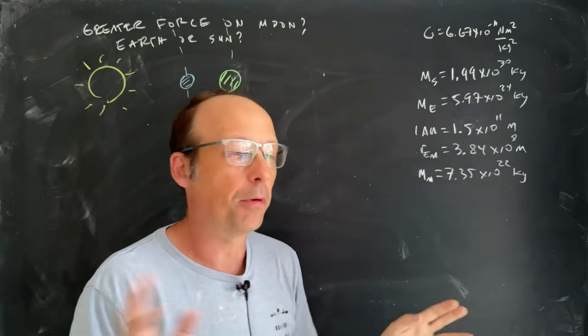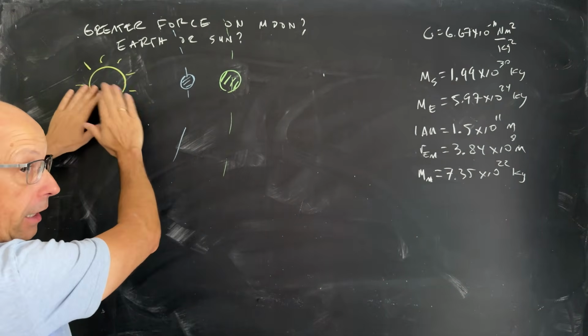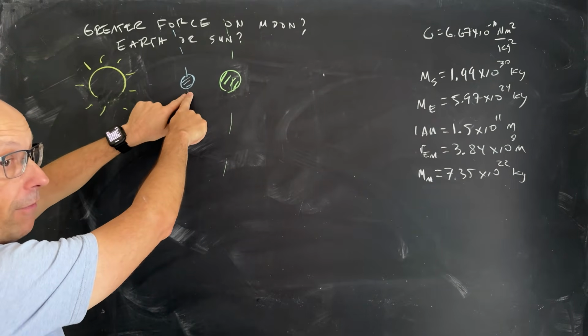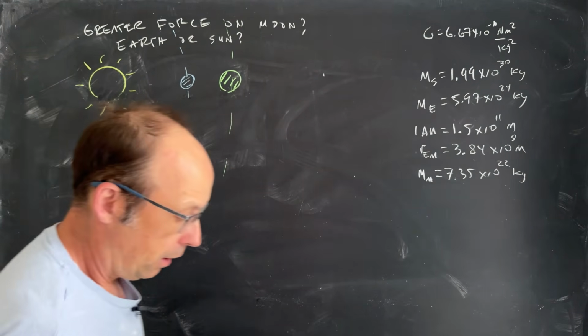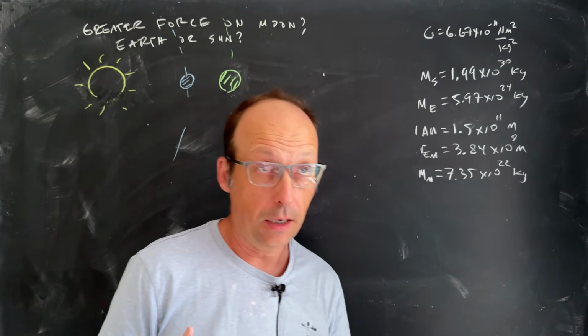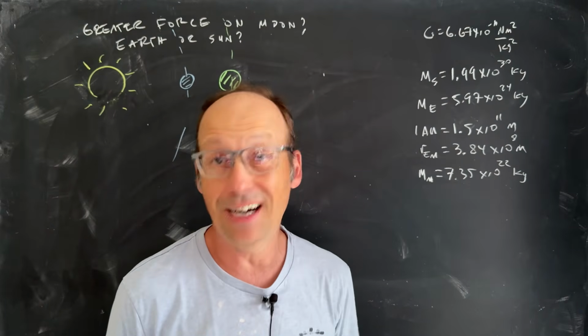Again, not super important. But the question is, which object, the sun or the Earth, which is green here, exerts a greater gravitational force on the moon? Okay, so the sun has more mass, but it's further away. The Earth has lower mass, but it's closer. So we need to calculate the gravitational force. This is not a hard problem.